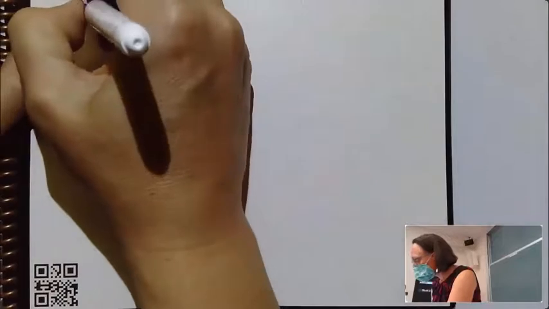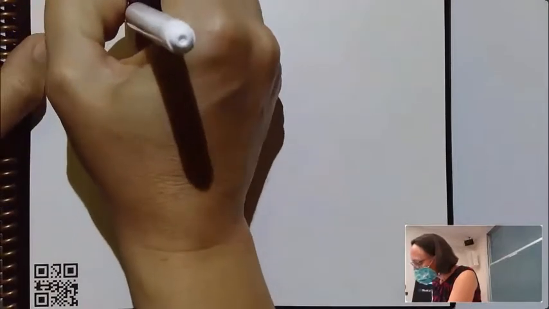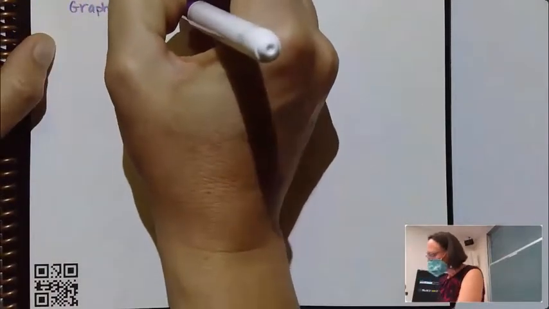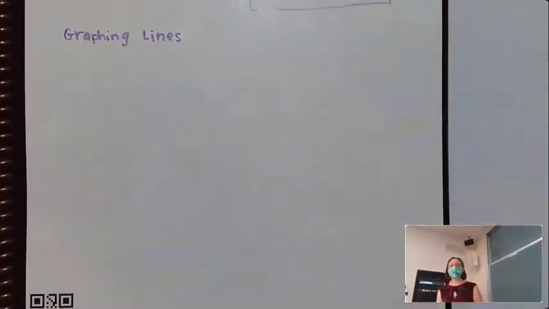If we're going to graph lines, really the only thing I need is 2 points. And if I graph 2 points and I draw the line that passes through them, I have graphed a line. Our textbook suggests having 3 points just so that you have an opportunity to check your work. I don't need you to graph 3 points. So if you're graphing a line, 2 points will do.